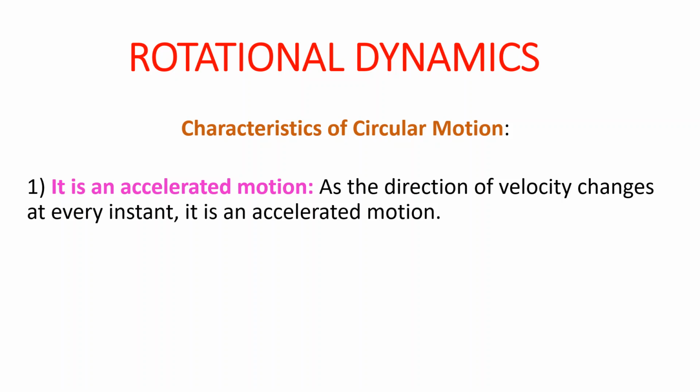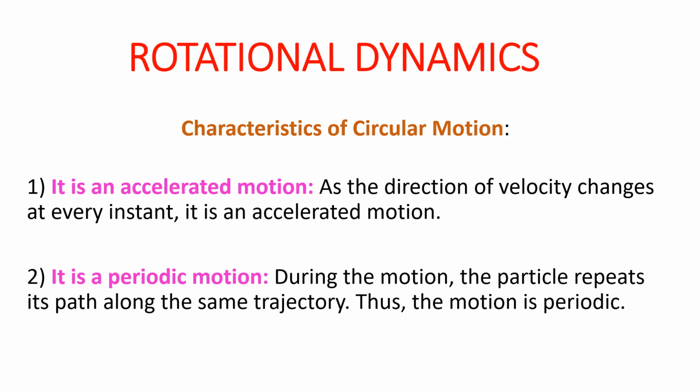In rotational dynamics, let us see the characteristics of circular motion. It is an accelerated motion, that is, as the direction of velocity changes at every point, it is an accelerated motion, as well as it is a periodic motion. So during its motion, the particle repeats its path along the same trajectory. Thus, it is also called a periodic motion.